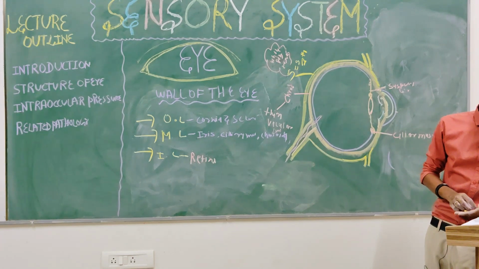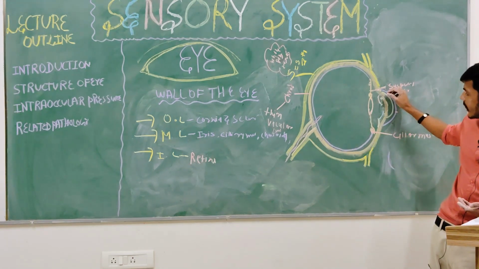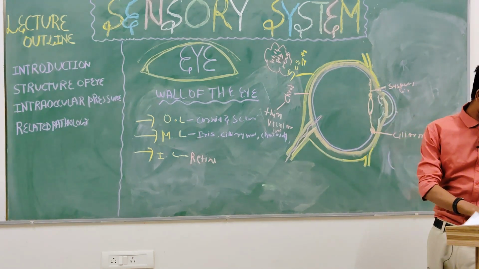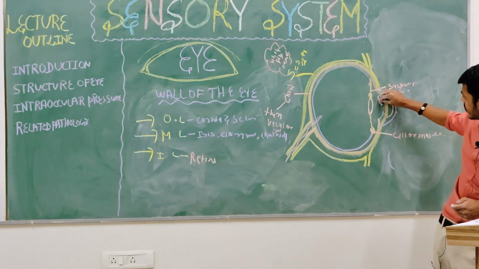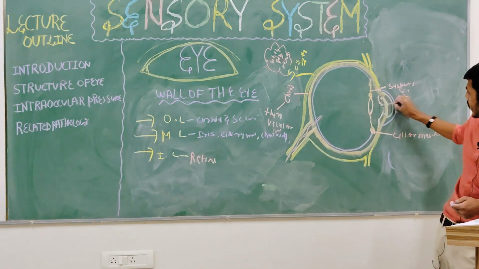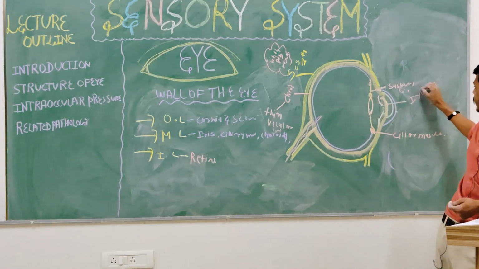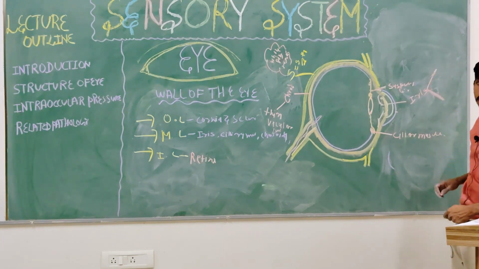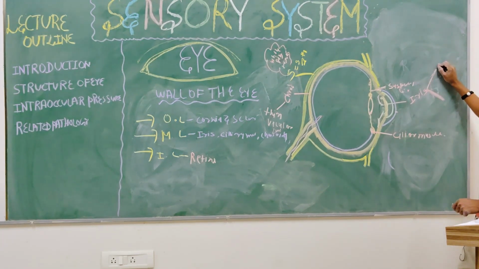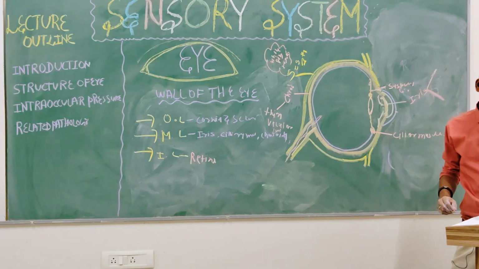Fine. Now the another part of the eye is the iris. These extensions are the iris, and they are made up of two muscles: one is the constrictor and the other is the dilator.